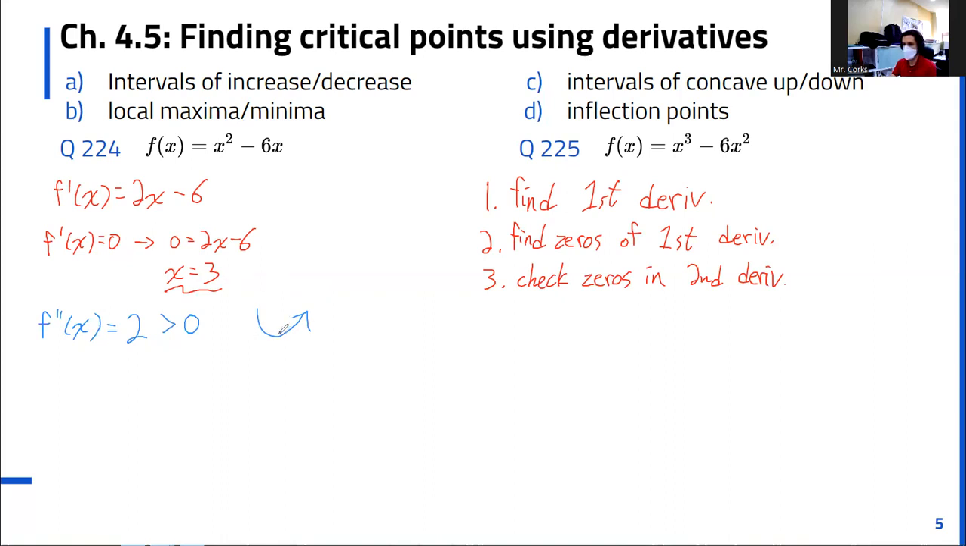So if the slopes are becoming positive in this whole interval, but at the same time the slope is flat at a point, that must mean we are at a minimum here. So this point x equals 3 is a minimum. And that's everything for this question.